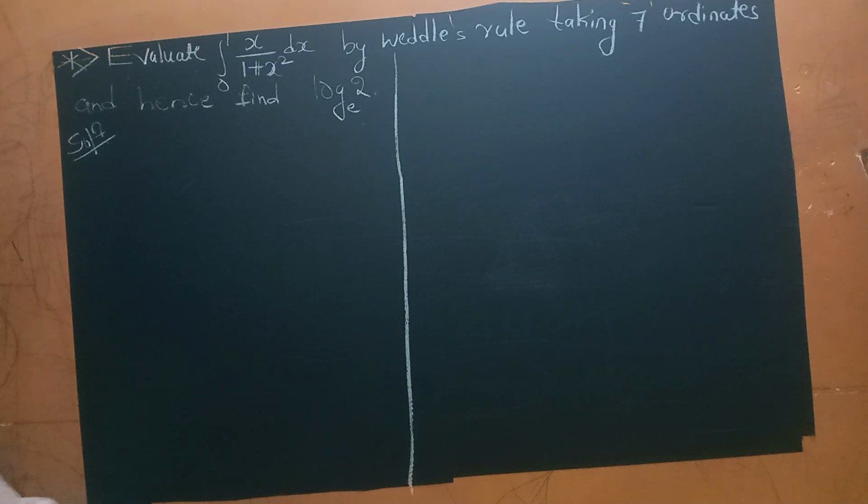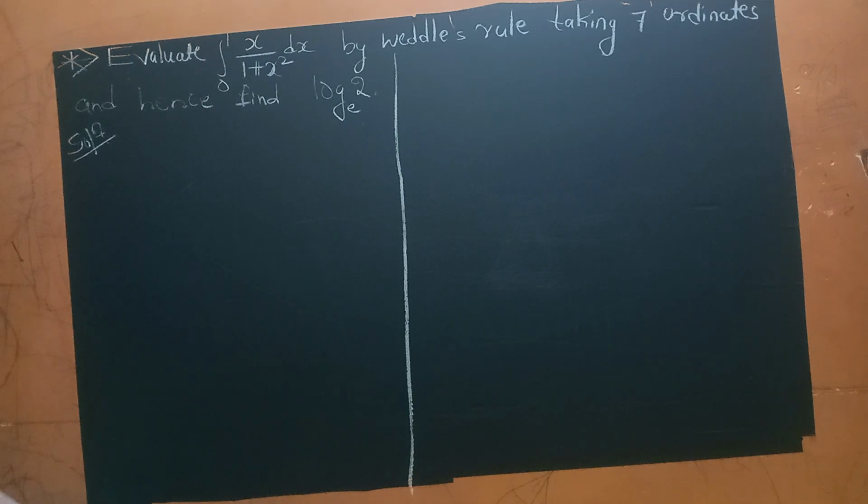Hello, dear students. In the last sessions, I discussed the trapezoidal rule, Simpson's 1/3 rule, and Simpson's 3/8th rule. Now, in this session, we will discuss one problem on Weddle's rule. Weddle's rule is a very important numerical technique which evaluates integrals and provides an approximate solution for the integral without actually integrating the function.